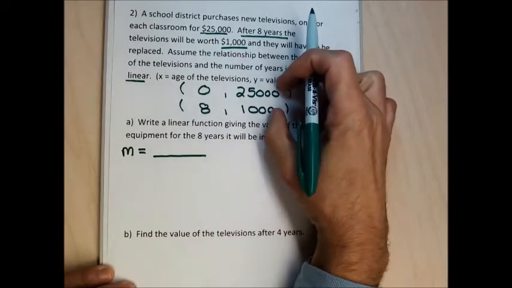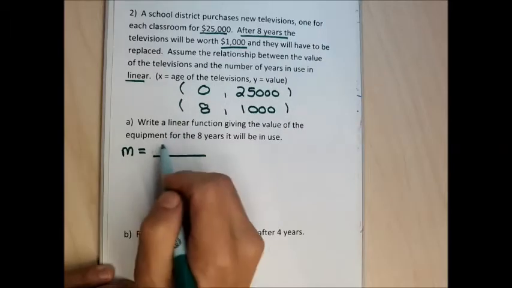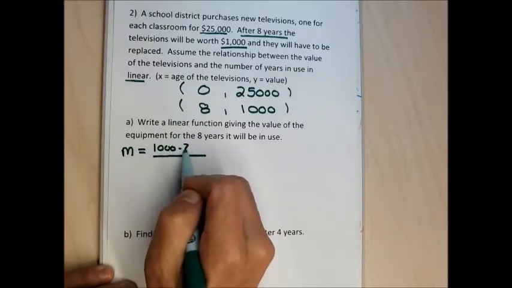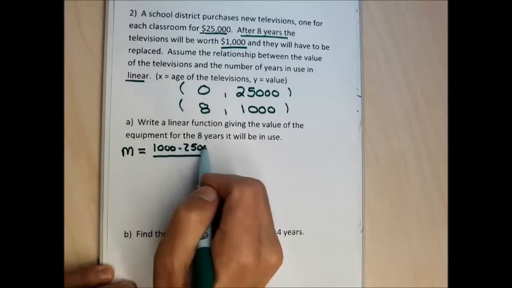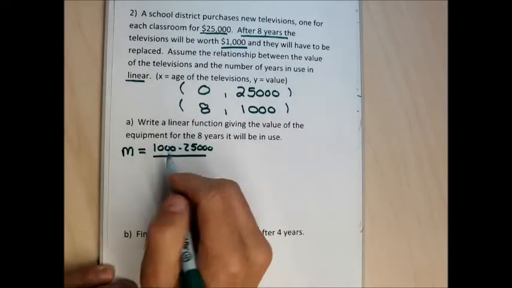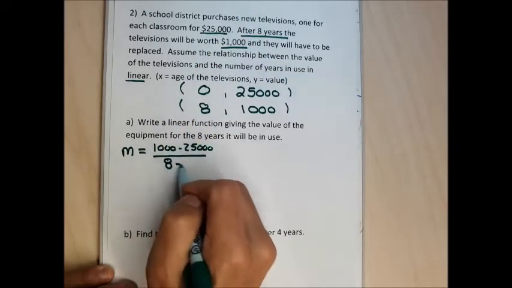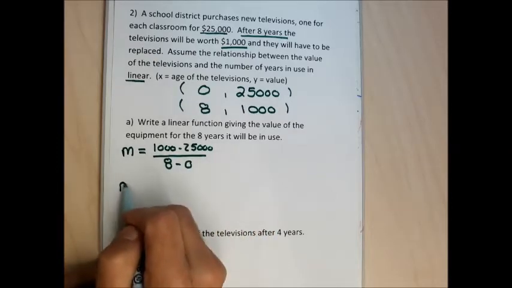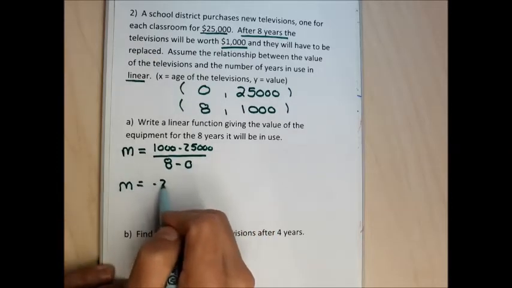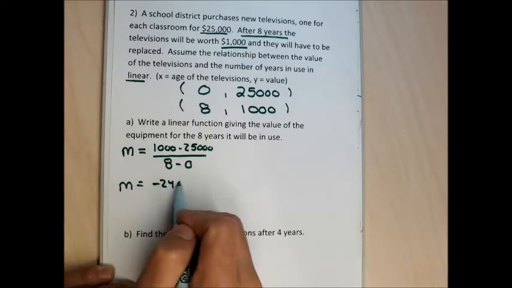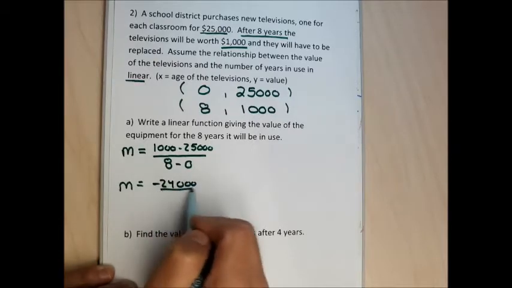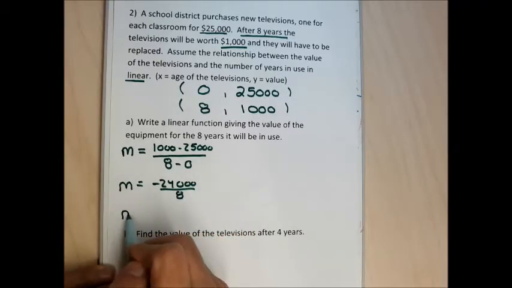The slope I'm going to find by taking the Y coordinates of the points and subtracting them in the numerator of a fraction, and the X coordinates of the points I'm going to subtract in the denominator of my fraction. And this is going to give me the slope of the line as negative 24,000 over 8, which is negative 3,000.